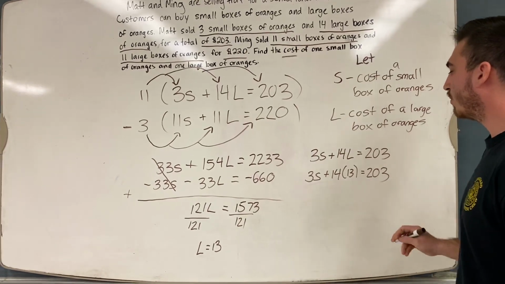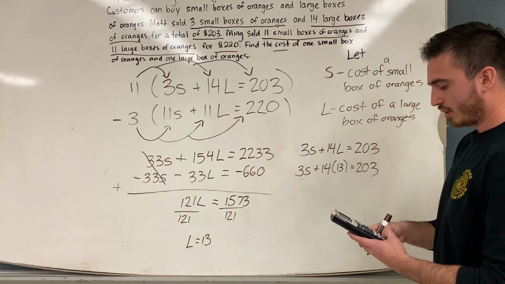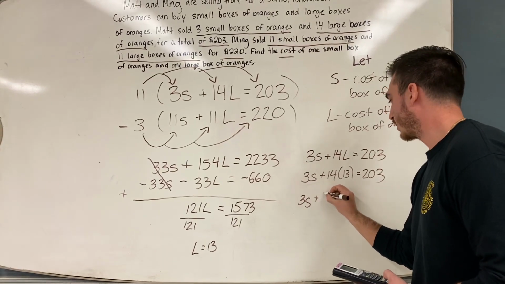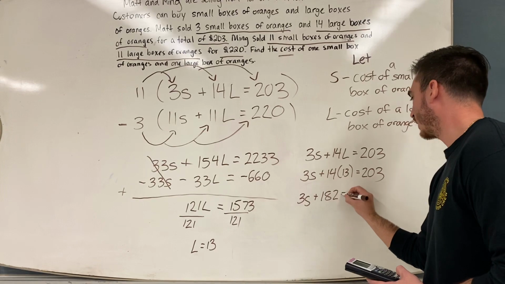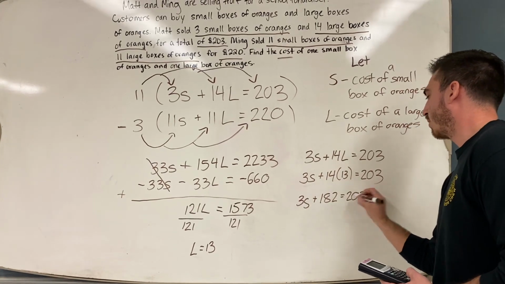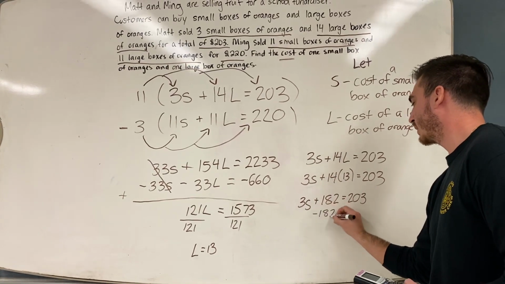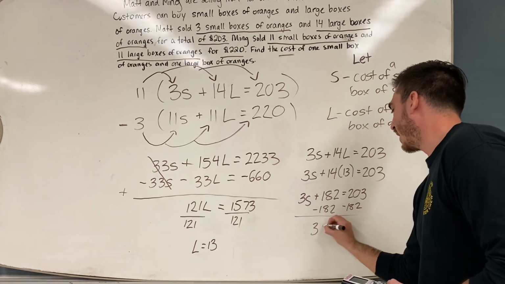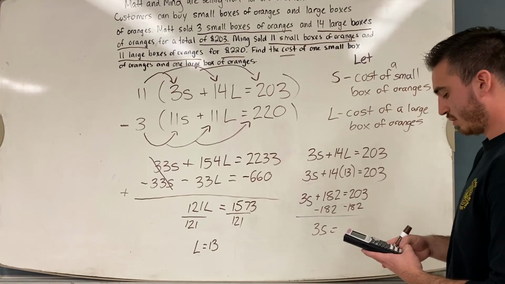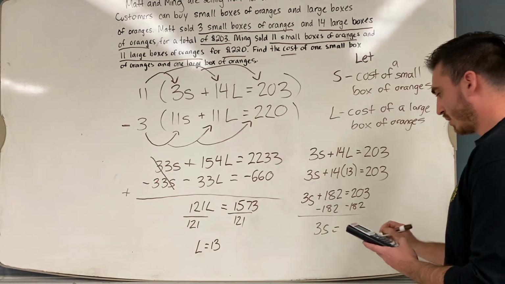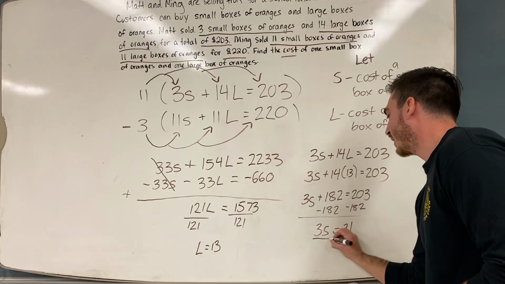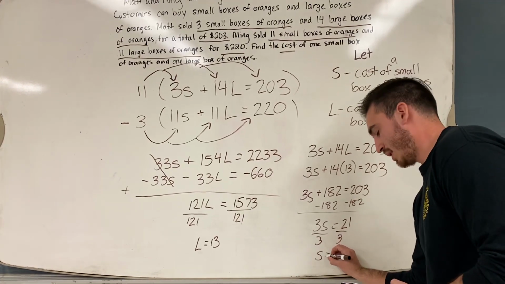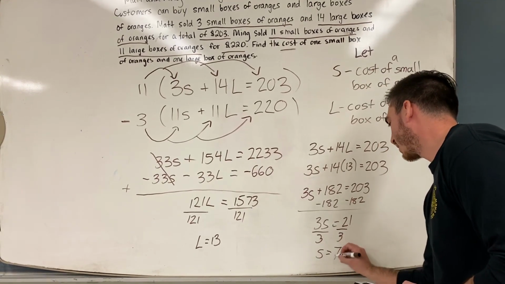Once you plug in, you are going to simplify. So if we simplify this, we're going to get 3S plus 182 is equal to 203. We then subtract the 182 from both sides. Get 3S is equal to 21. And lastly, divide by 3 on both sides. You're going to get S equals 7.